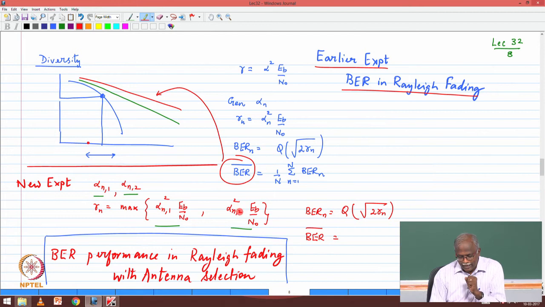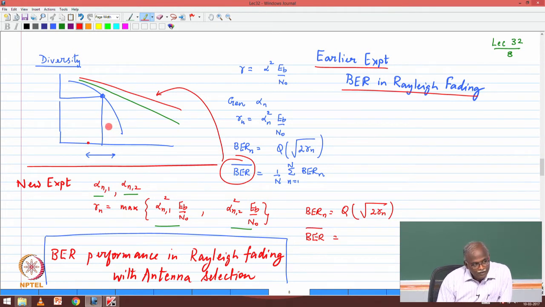identical Rayleigh random variables. And what you will find is that you cannot do worse than the previous case. You can always do either as good or better, sometimes much better than the previous case, and that's why you will see the green line. Is it possible that I will reach the blue line in this method?